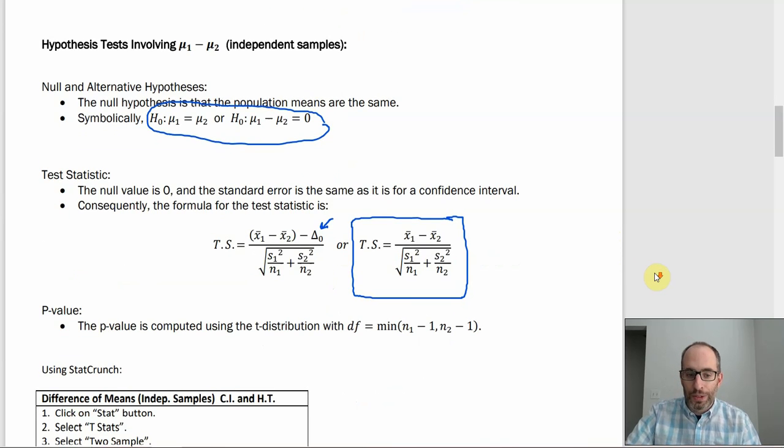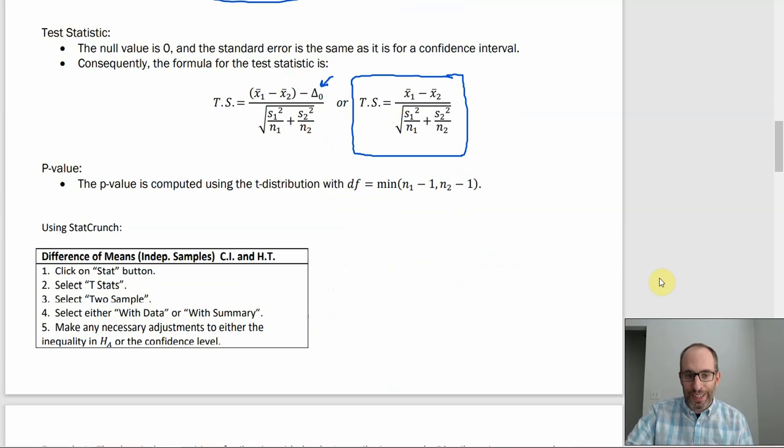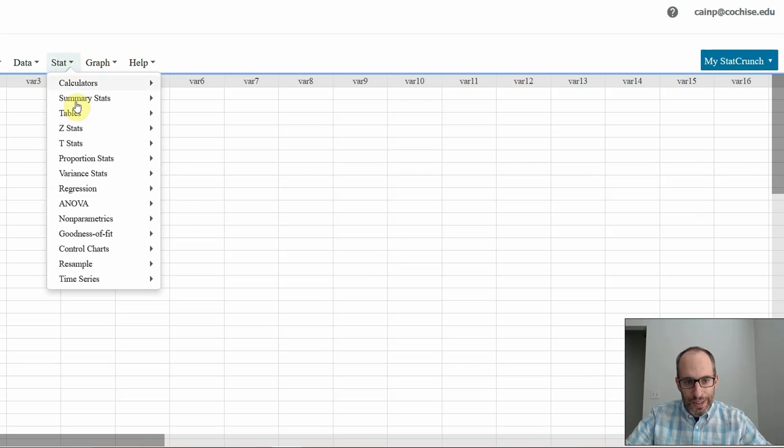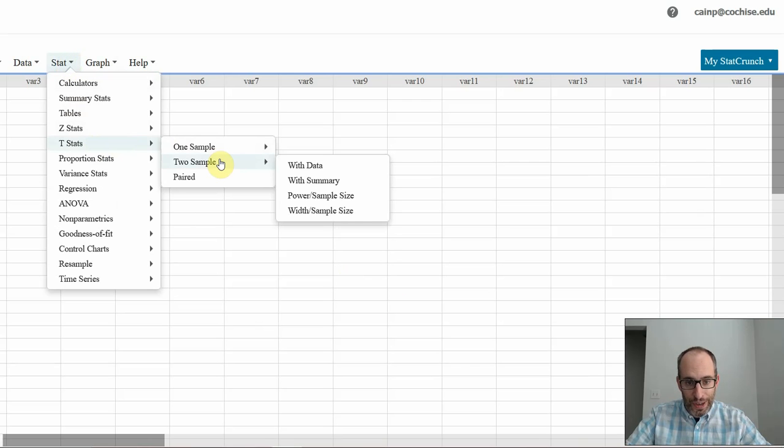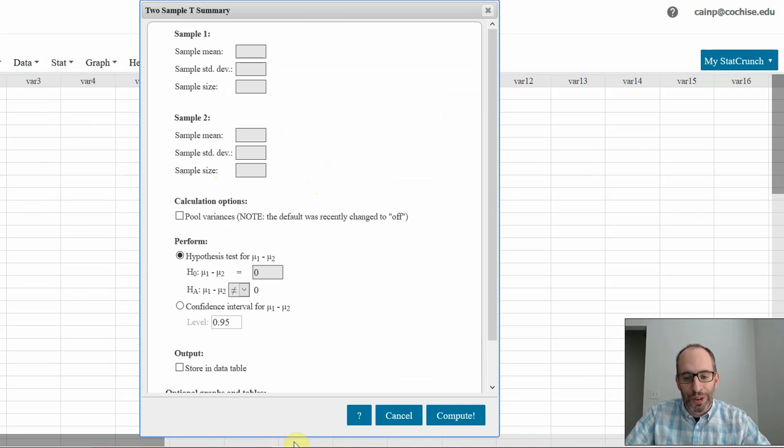So how do you do this in StatCrunch? I guess that's probably the natural question. It's pretty close to where you would go for a confidence interval or a hypothesis test for a single mean. It's just that you pick 2 sample instead of 1 sample. So I can show you. If we go into StatCrunch, if I go to Stat and then T-Stats, 2 sample this time. Sometimes it will come up, at least once or twice, where you'll have to do it with data, and I do have an example of that. But the first example we're going to do is with summary, so I'll set it up for that first.